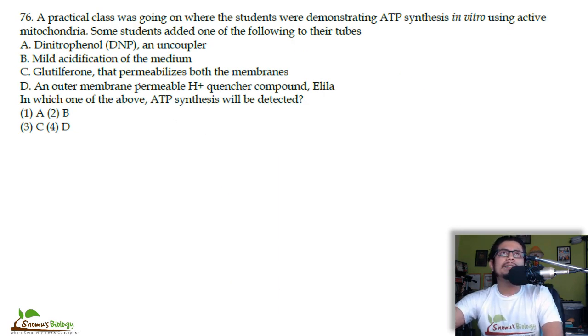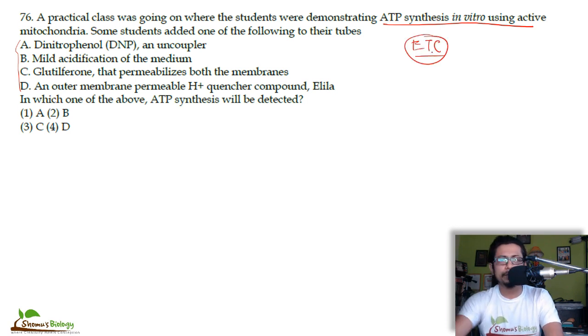Now the last question. A practical class was going on, and the students were demonstrating ATP synthesis in vitro using active mitochondria. Some students added one of the following to their tube. So 4 different statements are provided afterwards. We are talking about ATP synthesis in vitro in mitochondria. That means which topic? Electron transport chain. So if you prepared the electron transport chain very well, then you probably can answer this.